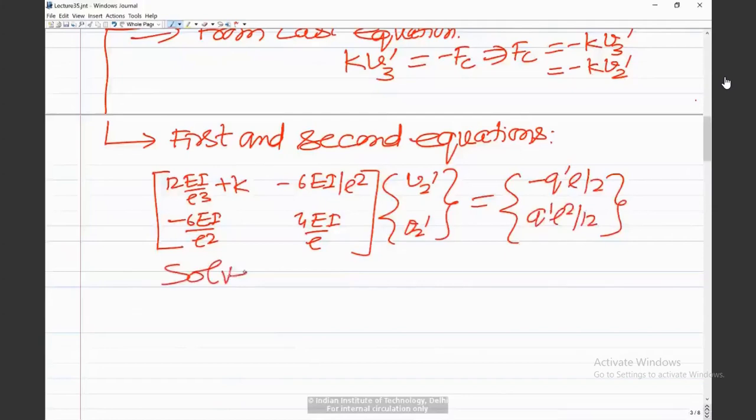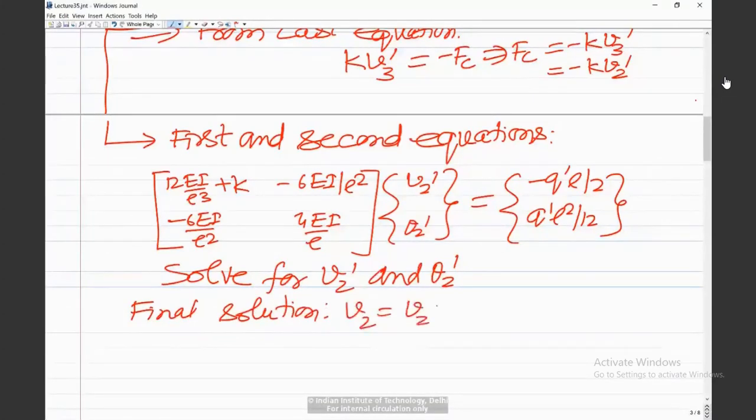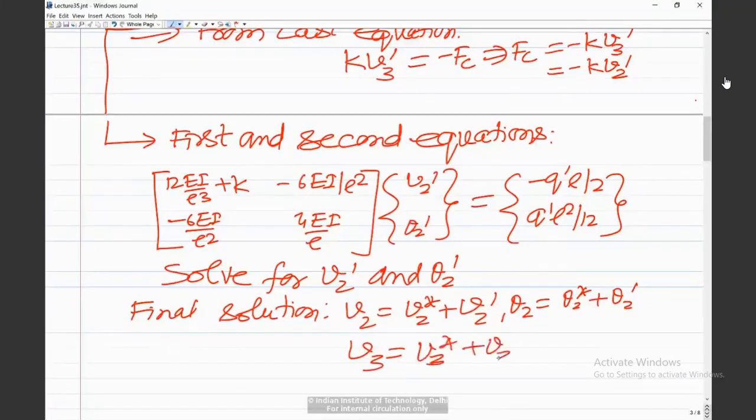You can easily solve these equations for v2 dash and theta 2 dash, and then the final solution will be v2 equal to v2 star plus v2 dash, the sum of these two, and theta 2 equal to theta 2 star plus theta 2 dash, and of course v3 will be v3 star plus v3 dash. Once you get v2 dash, v3 dash is equal to v2 dash, so from there you will get v3 dash. That will be the total solution.